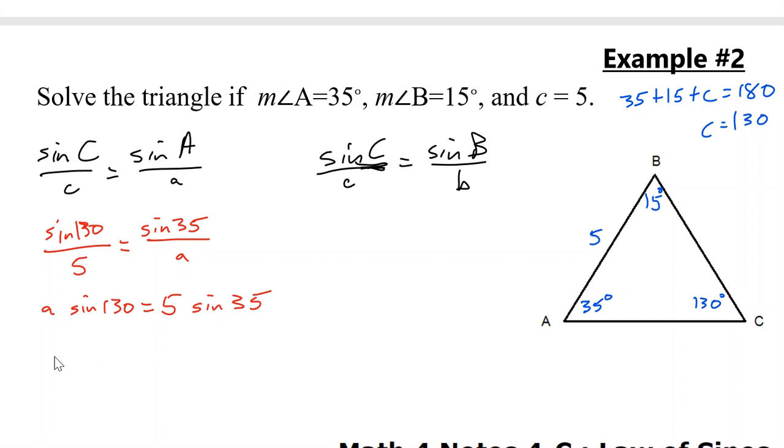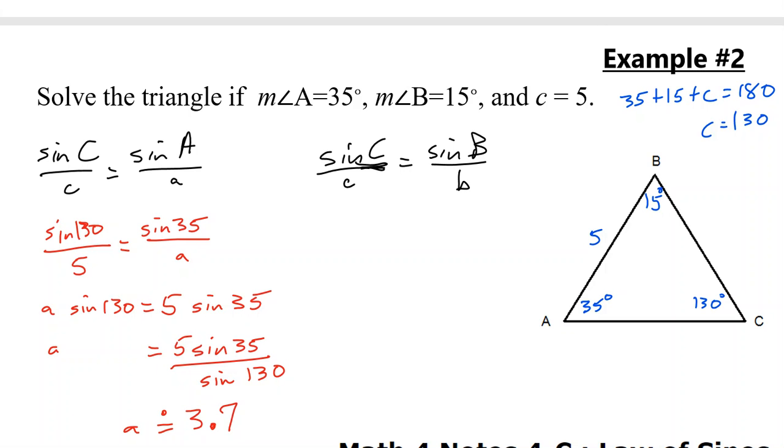Now, if I want a by itself, I'm going to have to divide both sides by sine 130. And that's what it's going to look like. So I'm going to punch that into my calculator and figure out my final decimal. I'm going to say 5 sine 35 and hit enter, get a decimal for that, then divide by sine of 130. And I got 3.745. Because my 5 is so small, I think I'm going to do 3.7 here because I'm dealing with a lot smaller numbers.